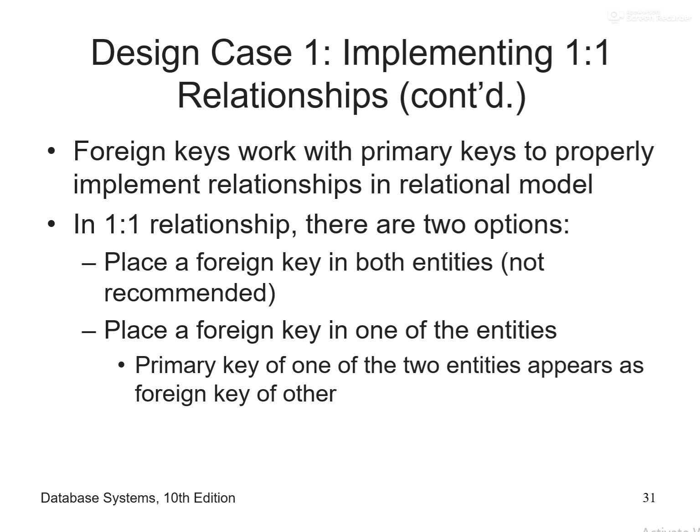Okay, in order to properly implement the relationship between entities, we use the concept of foreign key when we map our entities into a relational model. So the first use case that we will see is, if two entities are in one-to-one relationship, how can we show this relationship in the relational model, or when we map our entities into the table. So there are two options. First option is place a foreign key in both entities, and it is not a recommended solution.